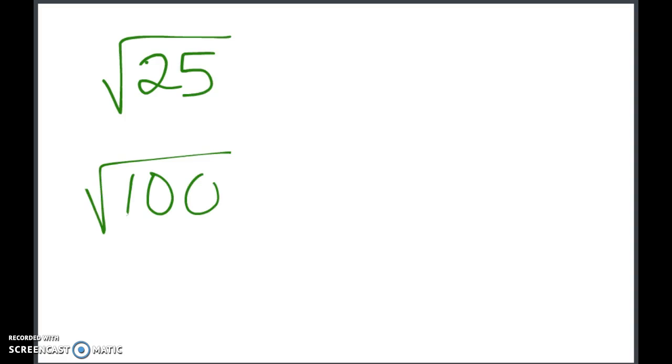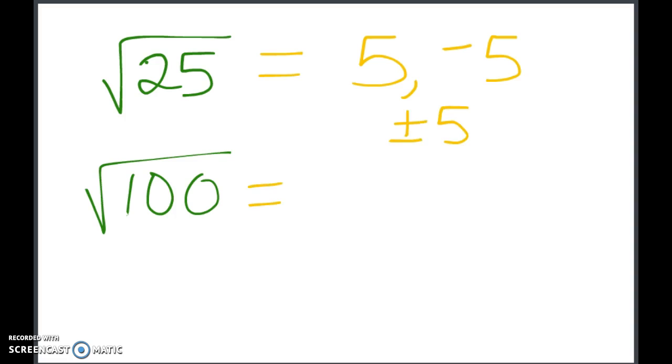So if I give you a few problems, if I ask you the square root of 25, the square root of 100, you should be able to do those too. Think to yourself what you think the answers are. The square root of 25 is 5 or negative 5, so you can write that as plus or minus 5. The square root of 100, what times what is 100? That's 10 or negative 10, so I could write it like this.